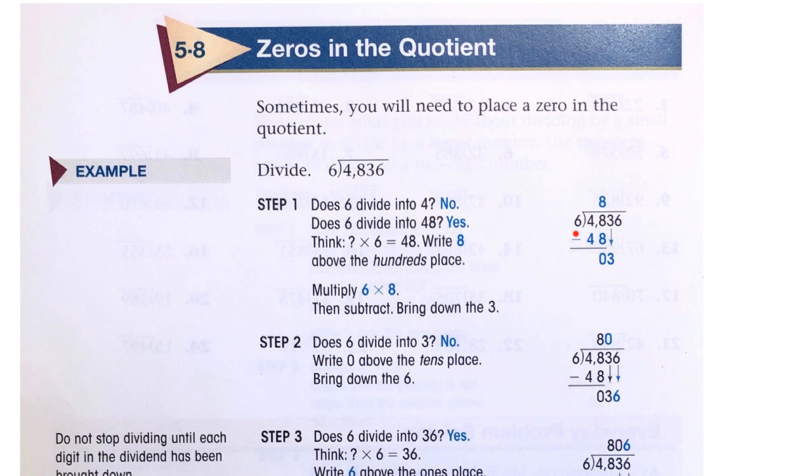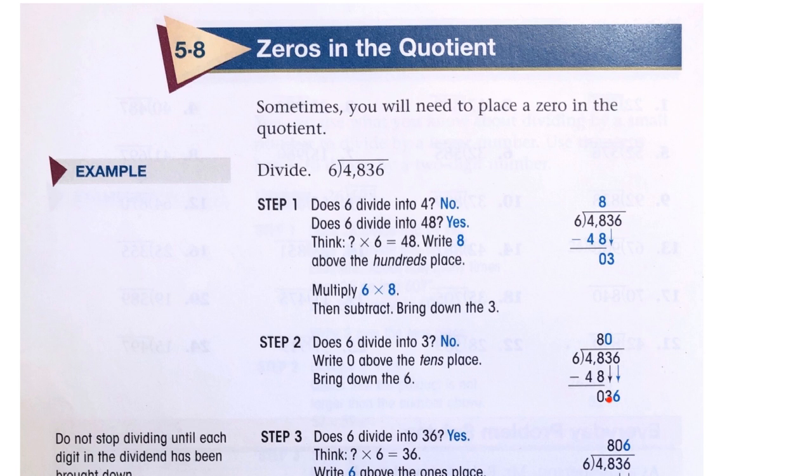8 times 6 would be multiplying up to 48. Then subtract 48 minus 48, and that would be 0. Notice that 8 was written over the hundreds place in the dividend. Next, bring down the 3. That's step 1.